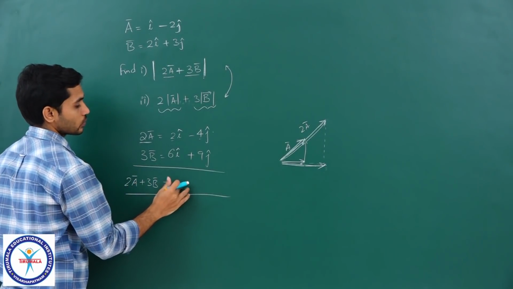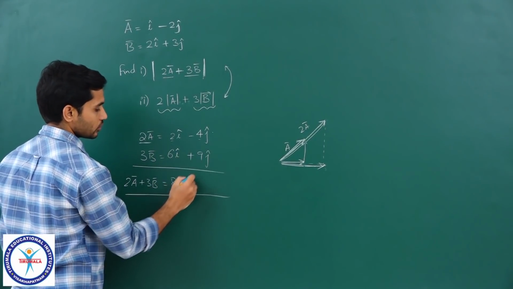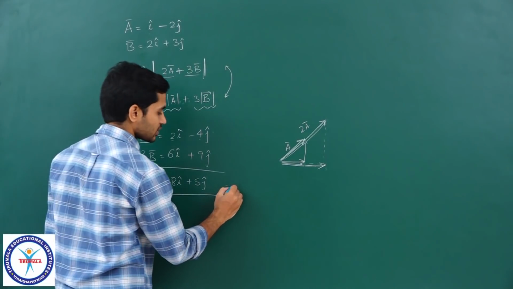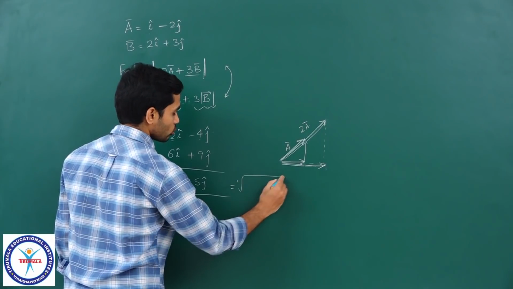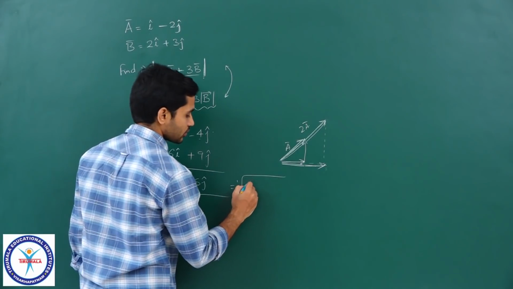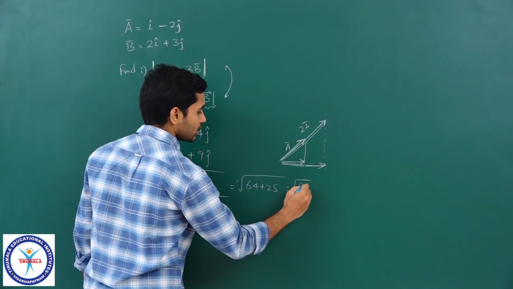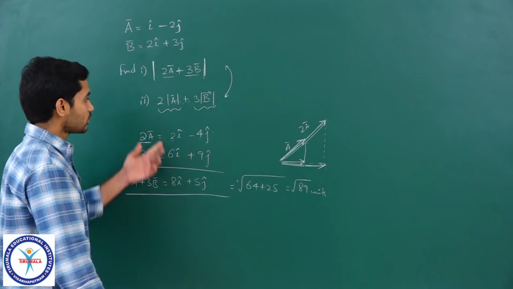which is equal to, add them, 8i cap plus 5j cap. Now, you can easily find the magnitude of this. The magnitude of this vector can be written as root over 8 square plus 5 square, which is 64 plus 25, which is root 89 units. Clear, students? So, similarly second question.